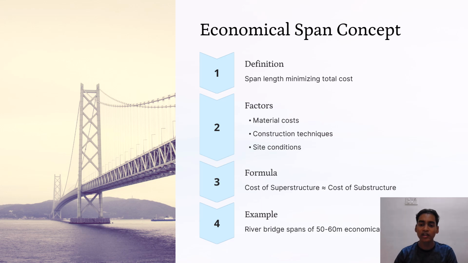Let's talk about the economical span concept. So, what is the economical span? Economical span is a span that minimizes total cost of a bridge, making it more feasible. What are the factors that affect it? Factors such as material cost, construction techniques, and site conditions. For example, rivers with a span of 50-60 meters are economical.